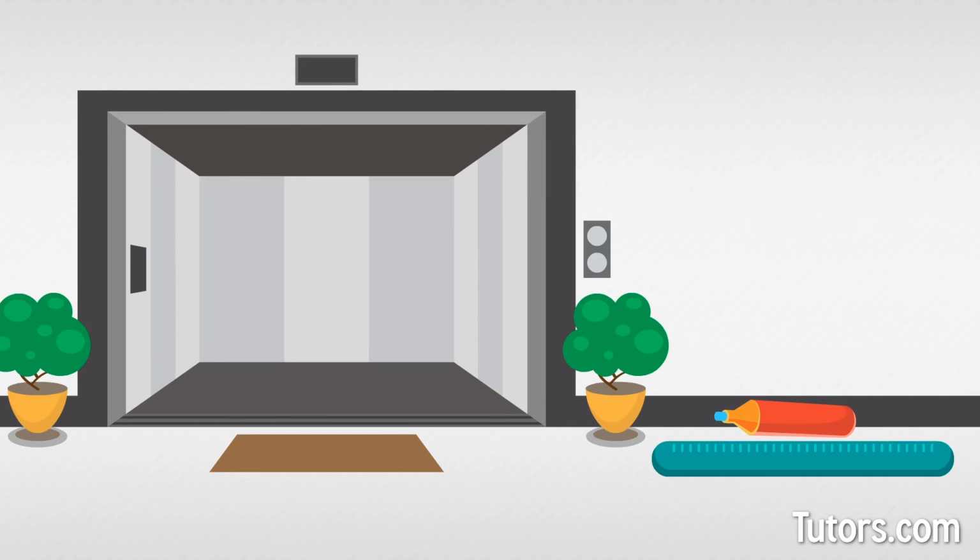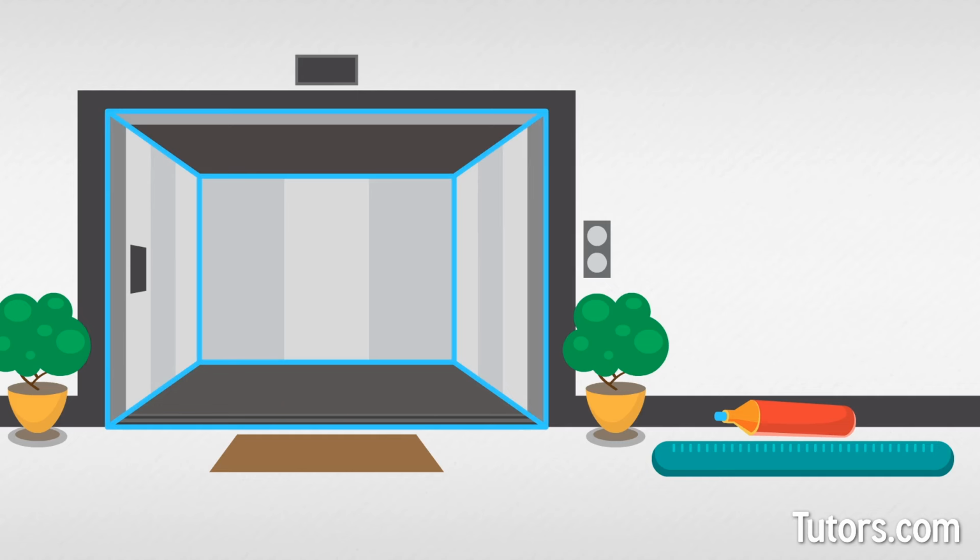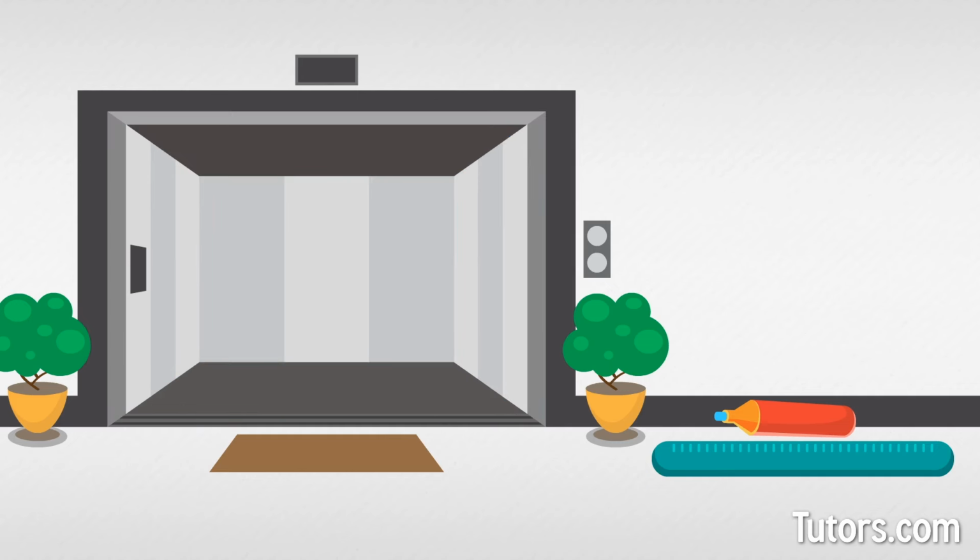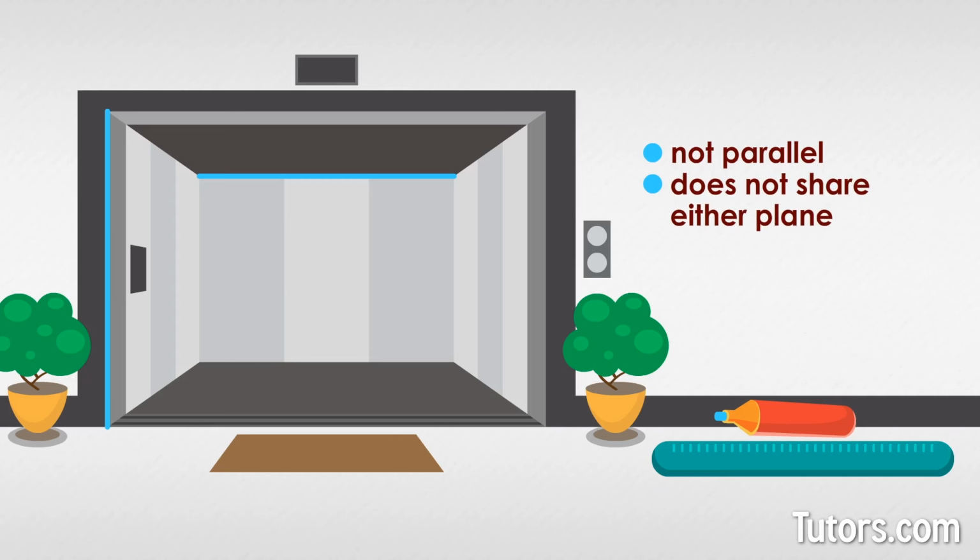Inside the elevator, you realize you are looking at 12 edges, where planes intersect. You have 4 ceiling edges, 4 wall edges, 4 floor edges. Select any edge, then select another edge that is 1) not parallel to your first edge and 2) does not share either plane that created the first edge. Do those two things, and you have found skew lines.